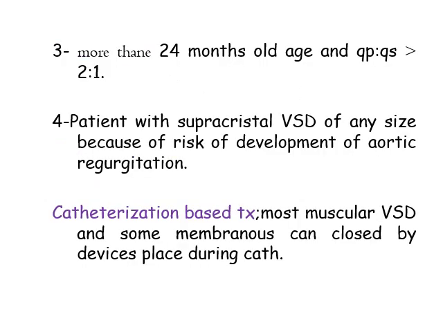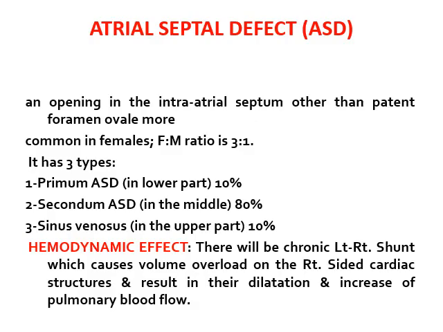Number 3, more than 2 years of age when the ratio of pulmonary to systemic circulation is more than 2 to 1. And number 4, patient with supracrystal VSD. This type of VSD must have surgery because of the risk of aortic regurgitation. Besides surgery, by catheterization, most muscular VSDs and some membranous VSDs can be closed by a device placed during catheterization. This is the end of VSD.